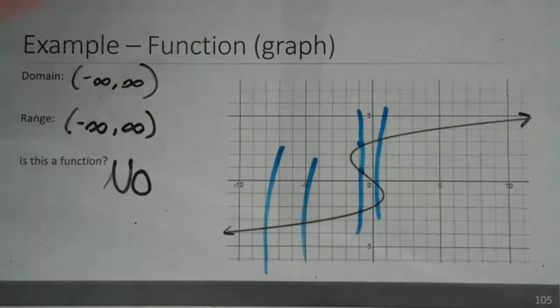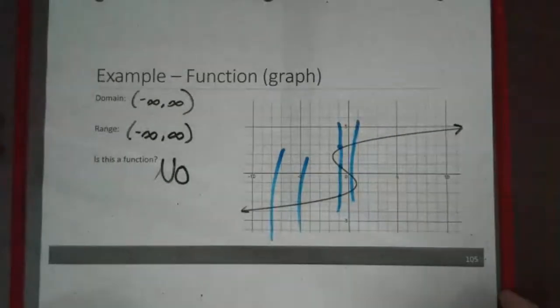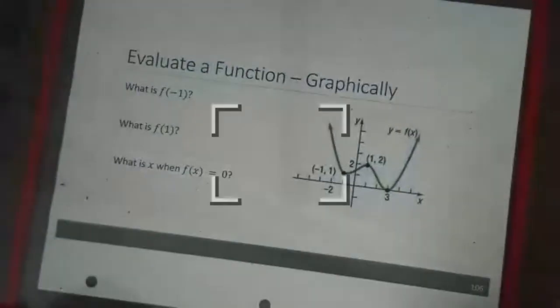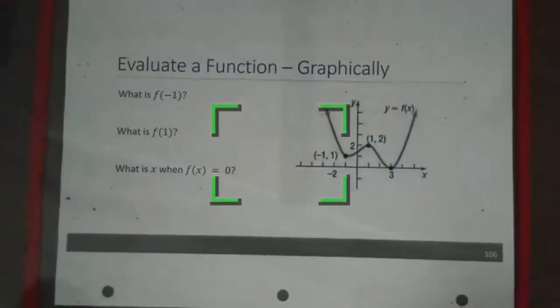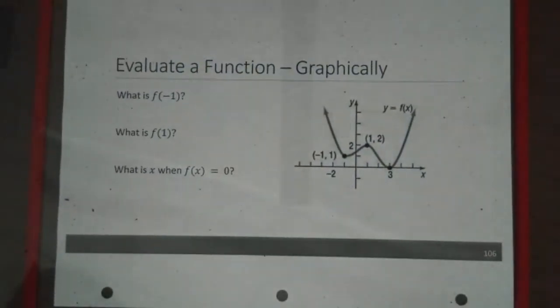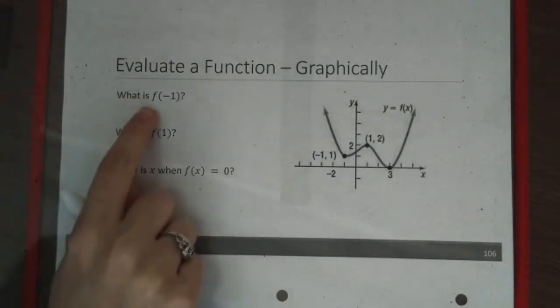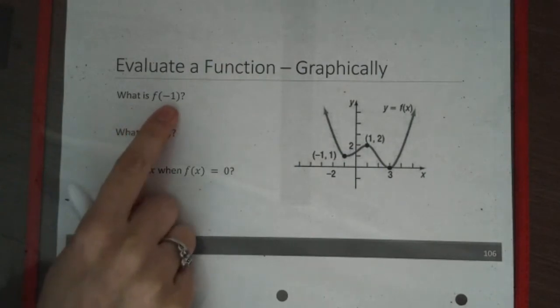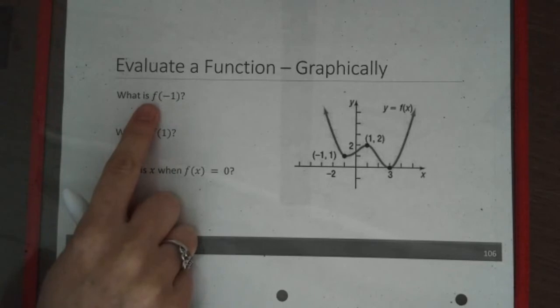All right, so we've been looking at graphs. Let's see if we can start doing stuff with them. So we're going to start by evaluating a function. This is very similar to plugging into equations, but at the moment we're going to do it kind of graphically. So it is f of -1. So the -1 has replaced the x. So they're saying if x is -1, what is the function value or the y value?